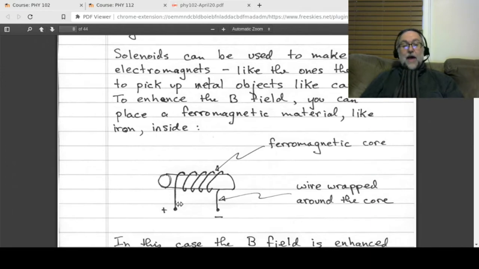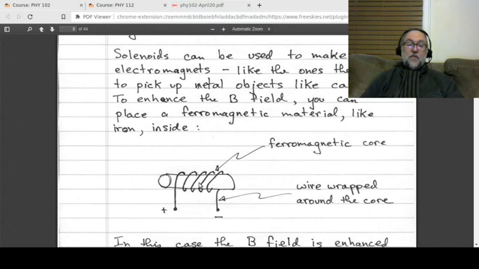So you still have a solenoid, and you can see here that I'm trying to wrap this wire around some tube, a cylinder, and the cylinder is just some ferromagnetic core.